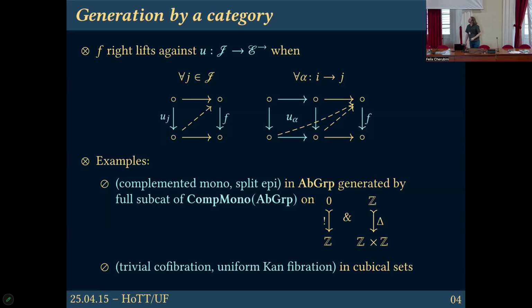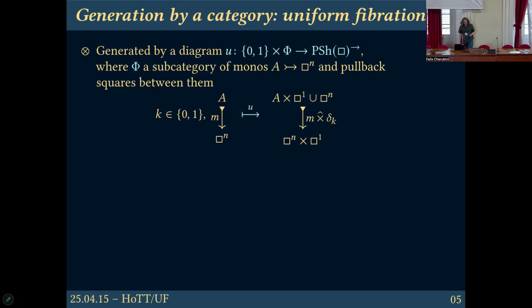So I've tried to choose some examples that are generated by a category, but not generated by a set. And a known example is the complemented monomorphism, split epimorphism factorization in abelian groups. So it's generated by some funny category whose objects are these two maps. And again, the one that's interesting to me is this uniform cofibration factorization system in cubical sets.